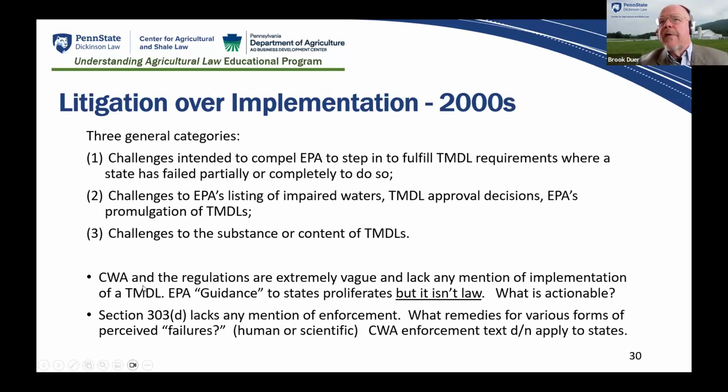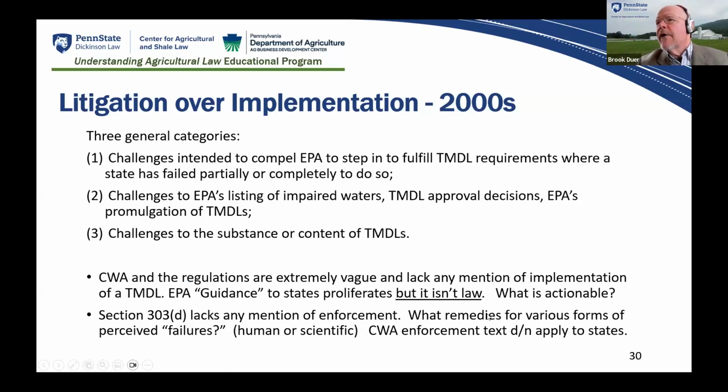But it still goes back to the vagueness of the law and the lack of any mention of implementation and enforcement, which leads EPA to issue all these guidance documents to states, of which there are many, many, many. None of them are the law. So what's actionable in a litigation context when you are dealing with so much that is based on guidance documents? And again, as I've mentioned many times, 303(d) has no mention of enforcement.